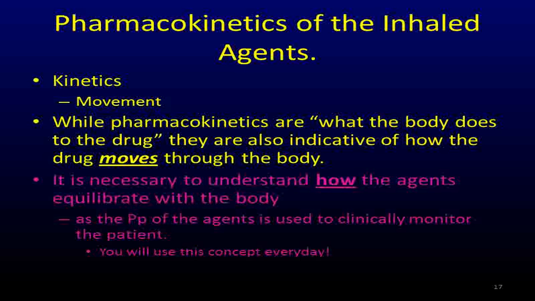Now, where do you measure this gas concentration? It's at the Y piece on your circuit. The Y piece is that little connection on your circle system, and there's a sampling line that brings out the gas at 200 mLs per minute, and that goes into the analyzer, and it's going to give you a concentration. But is that a true indicator of what's going on? It's an estimate. It's the best we have.